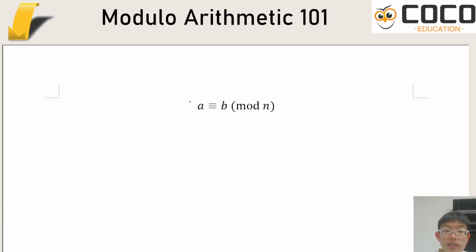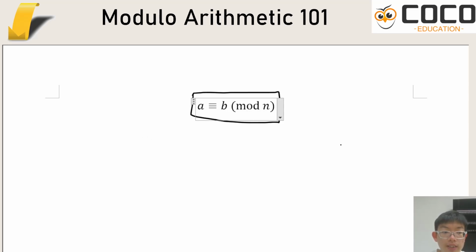Now, of course, all of this is going to center around this statement: A is congruent to B mod n. What exactly does that entail? And how do I use it? And what sort of questions am I supposed to solve using modular arithmetic? So the first thing is to just know what this actually means.